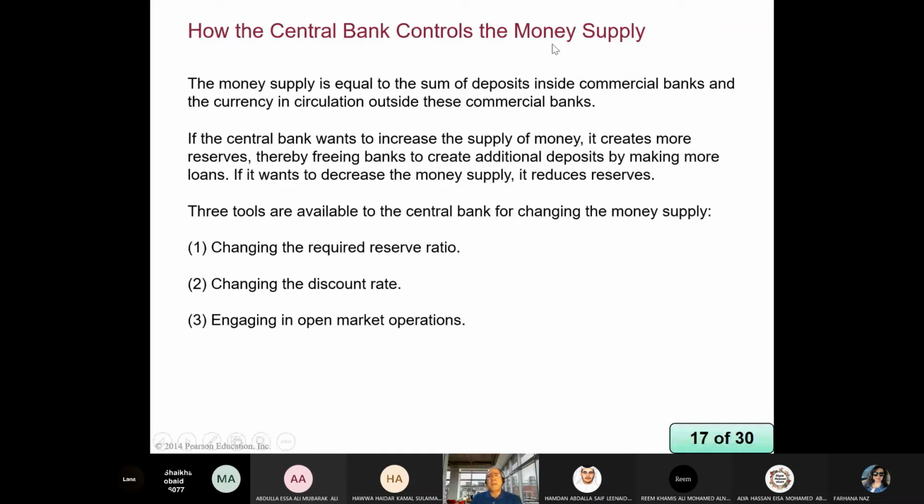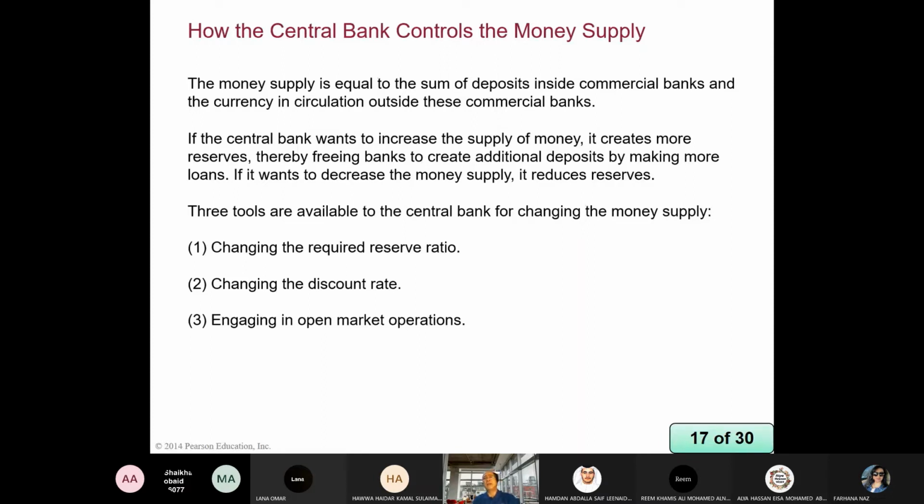The central bank uses three tools to control the quantity of money supplied. I will ask Lane to read this, starting with the word three. Three tools are available to the central bank for changing the money supply. First, changing the required reserve ratio. Second, changing the discount rate. Three, engaging in open market operations.